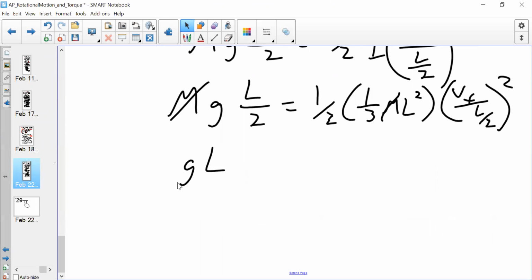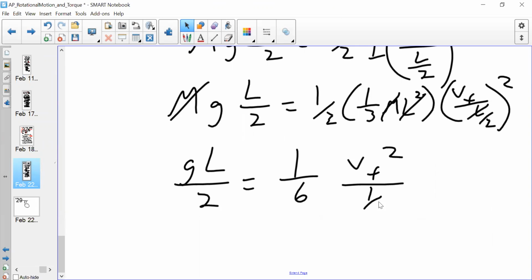This will be GL/2. These L's cancel out here, goes away. 1/6 V final squared over 1/4, or 1/2 squared, which is 1/4. We want to get rid of this fraction, so we just multiply times 4.